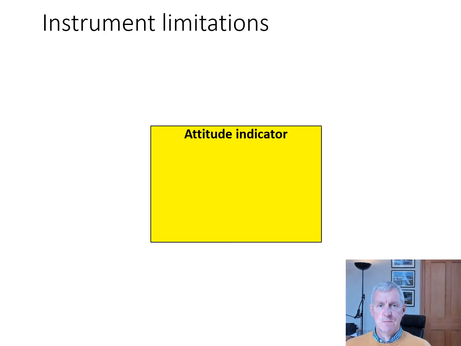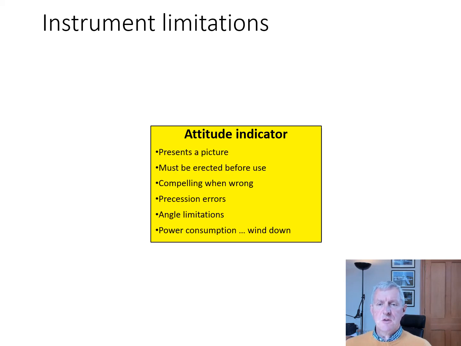Let's talk a little bit about the limitations of the instruments, starting with the attitude indicator. The attitude indicator presents us with quite a nice picture of what's going on, but certainly the older ones need to be erected before use. We need to turn them on and then wait till they're working before we can start turning. They're also pretty compelling when they're wrong. If you're actually wings level and you're looking at an attitude indicator which is giving you a 45-degree bank turn, it's quite hard to reject that picture.